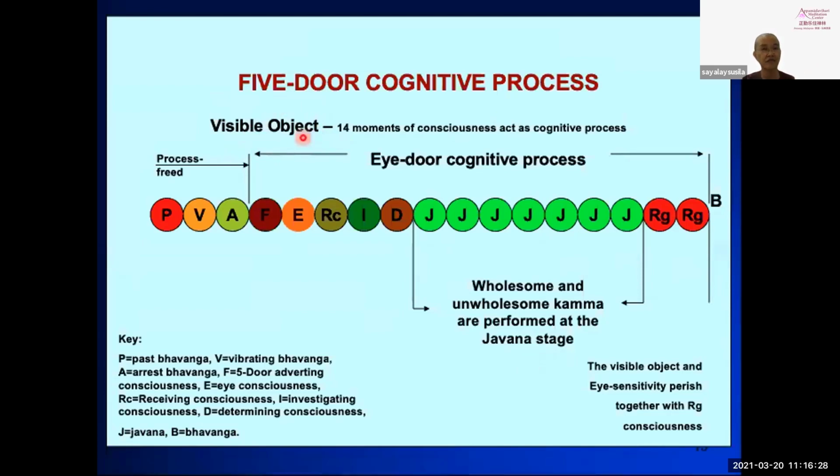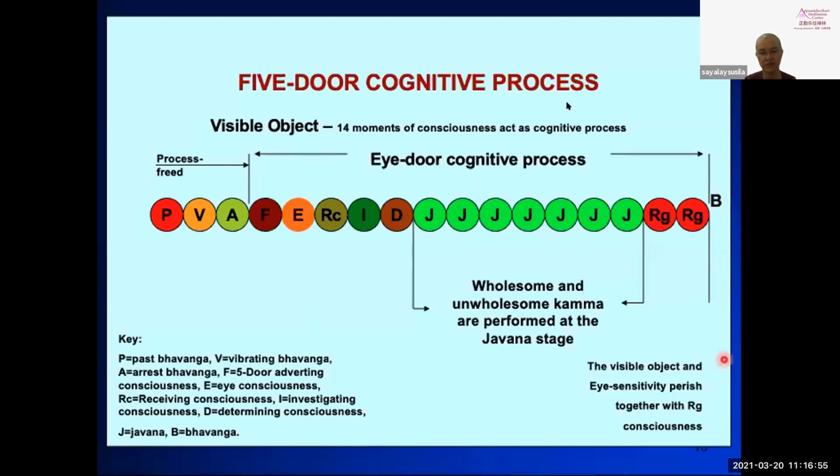We have 4 ultimate truths: consciousness, mental factor, and materiality. So this visible object is called materiality. Its lifespan lasts for 17 mind moments. Therefore, after 17 mind moments, this visible object no more impinges the eye sensitivity. So no more seeing. Therefore, this cognitive process comes to the end.